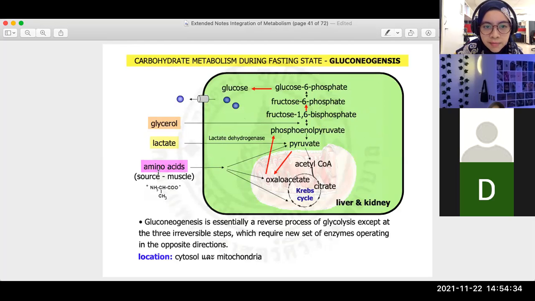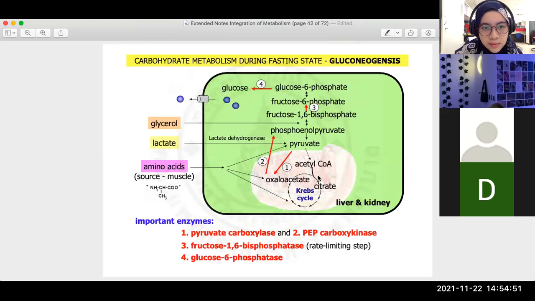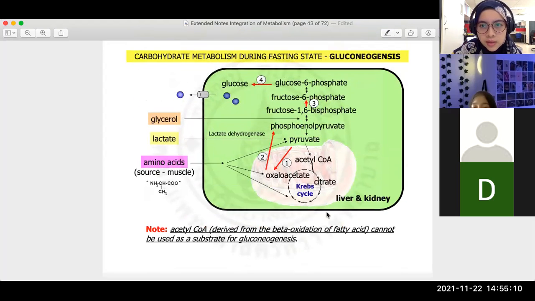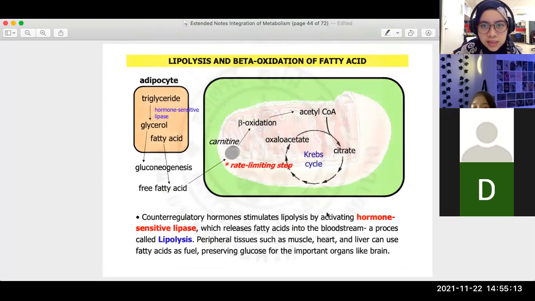Okay, so for example, amino acids can be intermediates of the Krebs cycle. So this will increase, for example, the energy production or ATP production. All right, I will go through this in detail as well. So that is gluconeogenesis. The important enzymes would be pyruvate carboxylase, PEP carboxykinase, fructose 1,6-bisphosphatase, and glucose 6-phosphatase.